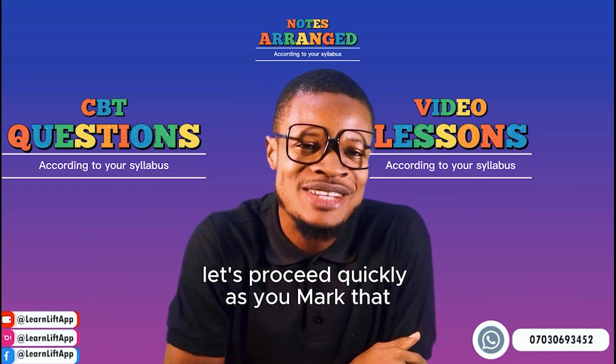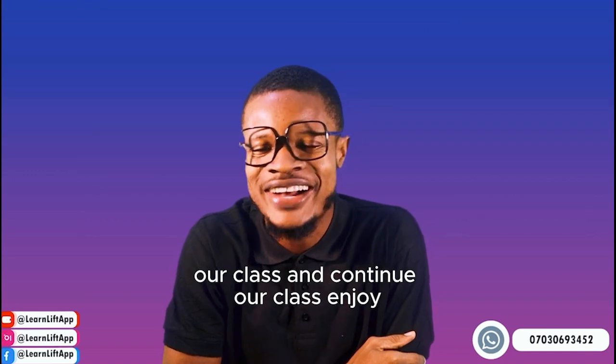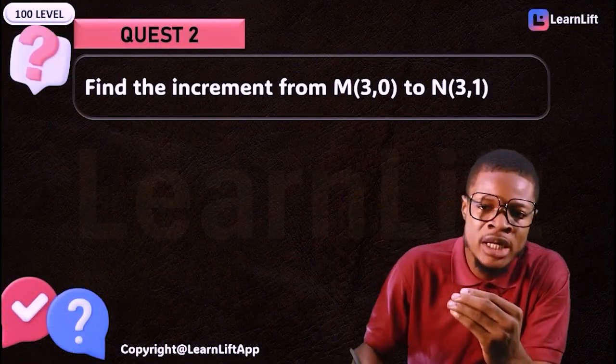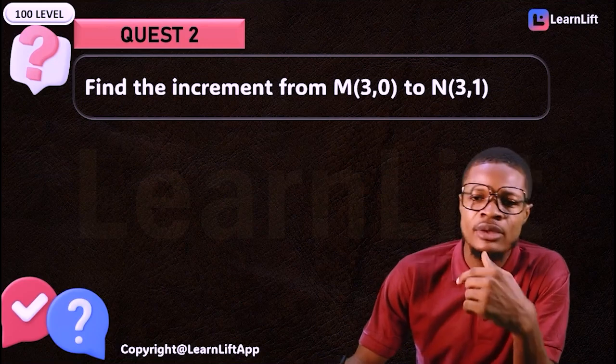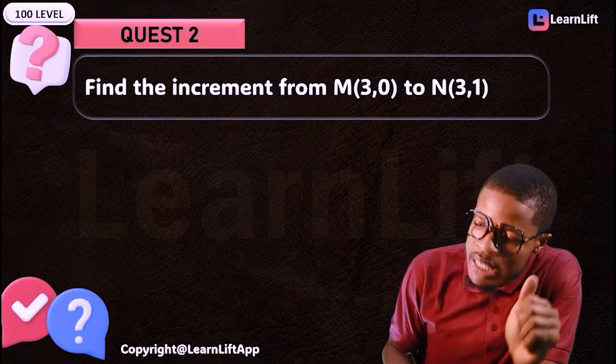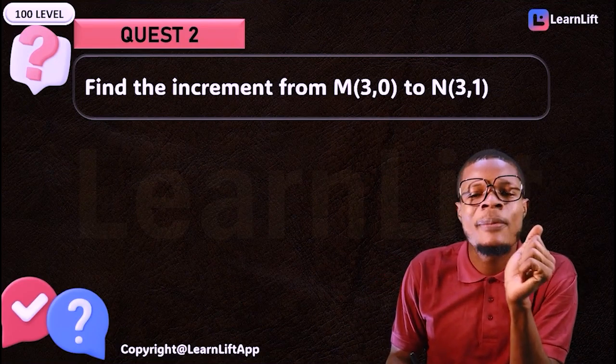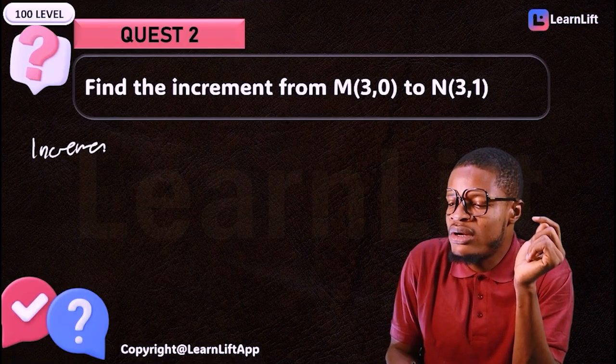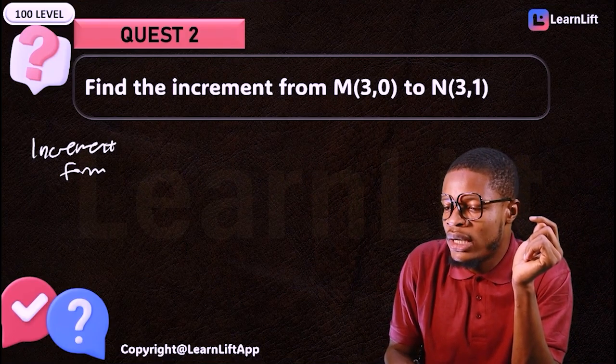And let's proceed quickly as we march down to our class and continue our class. Question 2 says, find the increment from m to n, and then they gave us the values. Can you solve it for me? Yes. We pause and solve. Pause it. What's our increment formula? Increment formula, very quickly, what is it?